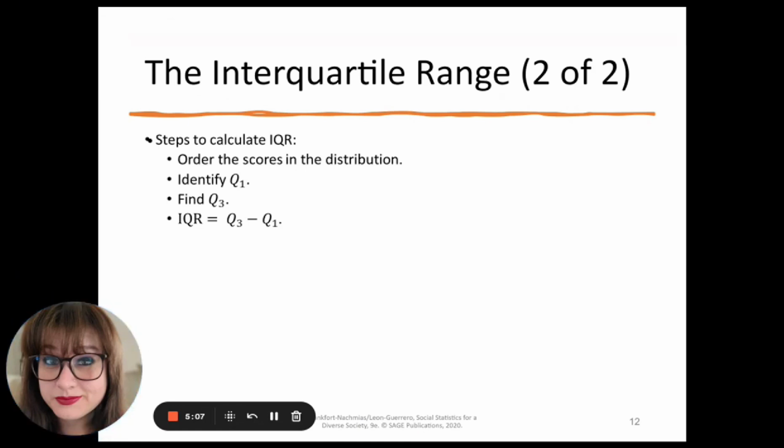So, we'll practice this in class a little bit. It should be used with interval and ratio values and ordinal values. This is where the interquartile range is important.